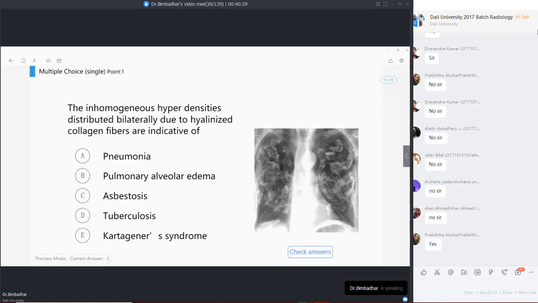The inhomogeneous hyperdensities distributed bilaterally are due to hyalinized collagen fibers. Hyalinization of collagen fibers is a very classical feature. It shows up as the geographic lung, which is a characteristic feature of asbestosis. But I think on that day I also told you another clinical pointer. I asked you a question: what is a geographic tongue? In which disease shall we see a geographic tongue?